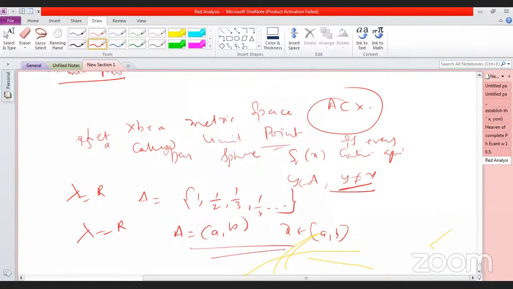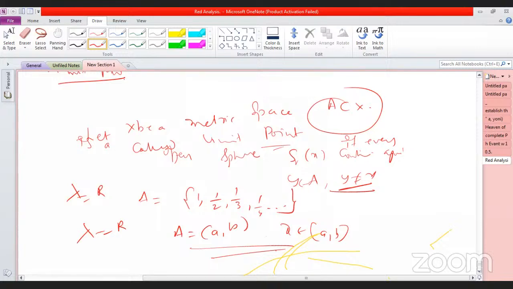Am I correct? Two limit points, a comma b. Does it belong to A, or not belong to A? Every point is in (a, b), sir. Does it belong to A or not belong to A? Does not belong to A. Why? Naveen, why? Now you are having the two limits, sir.